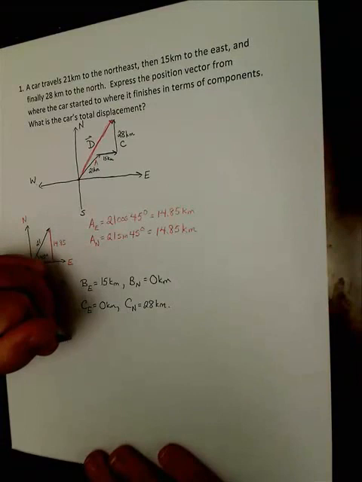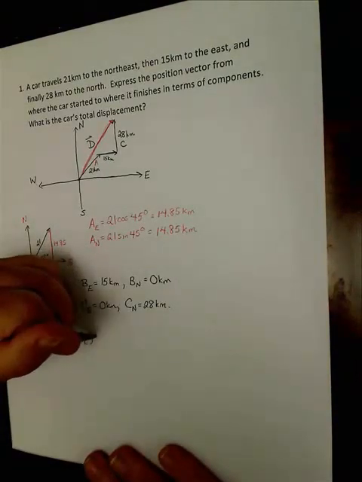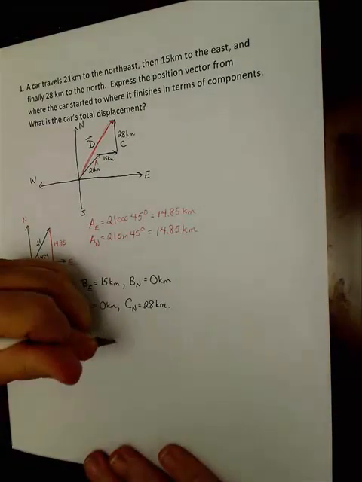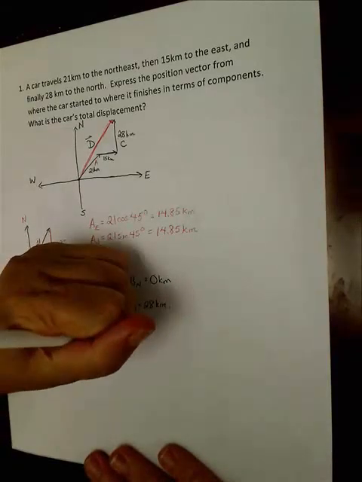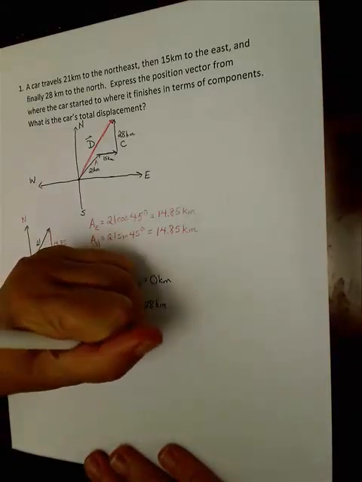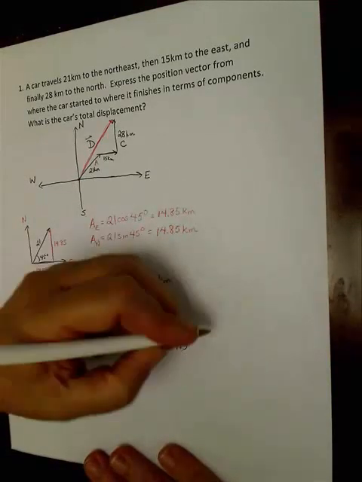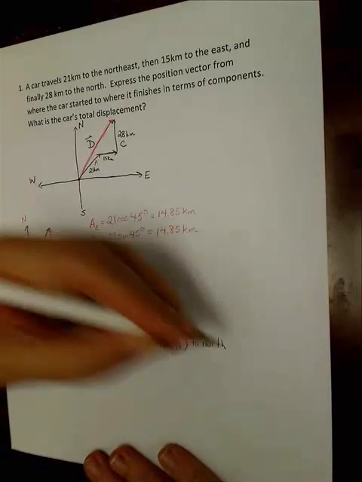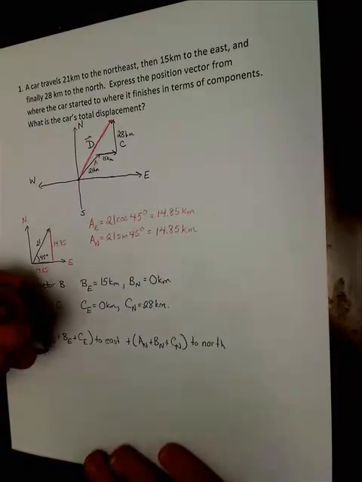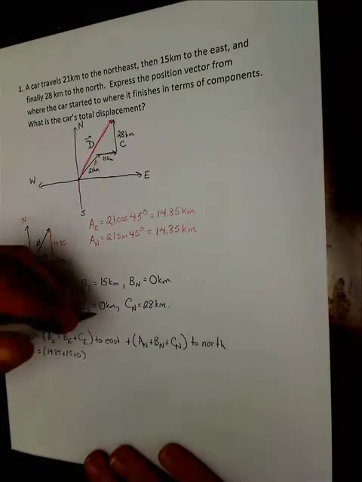So the east component of all three of the vectors together to the east, plus the total north component. So add up the north component for those three vectors to the north. Okay, so I've got 14.85 plus 15 plus 0 to the east.